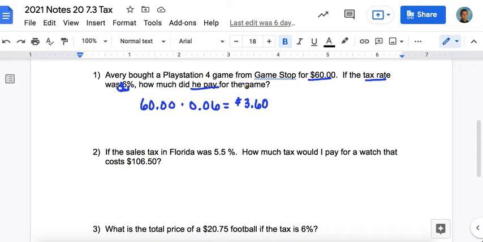So the amount that he paid for the game is going to be the cost of the game plus the tax, which is $3.60. So we're going to do 60 plus $3.60. 0 plus 0 is 0. 0 plus 6 is 6. Bring the decimal straight down. 0 plus 3 is 3. And 6 plus nothing is 6. So our total that Avery's going to pay for the game is $63.60. And we're done with that question. Let's look at number 2.